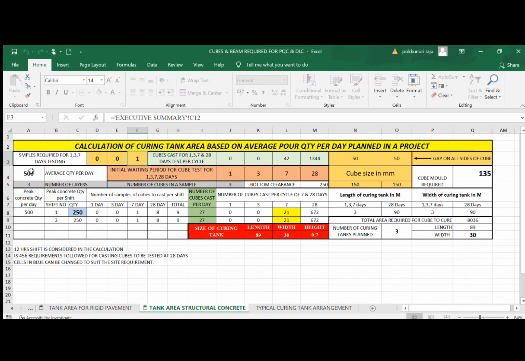Now when you say 500 for each shift of, say, 10 hours or 12 hours, based on the project duration you execute, you can put the value of the shift.